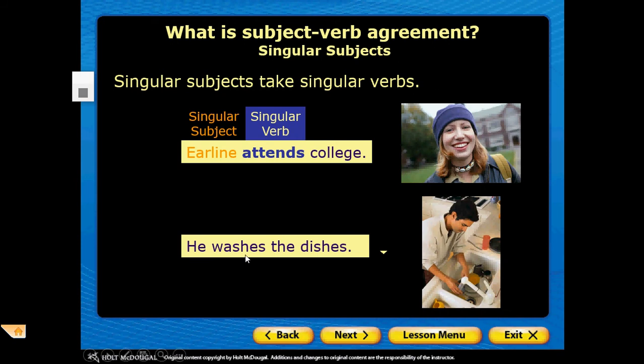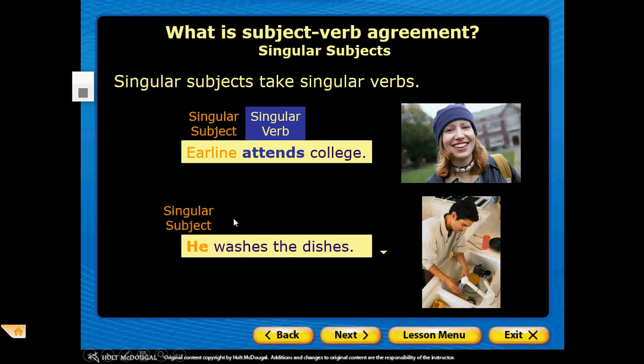Okay, so: He washes the dishes. Who are we talking about? He. What does he do? Washes. Very good. He washes the dishes. Of course, dishes is the object here. So how many persons are we talking about? One person. So what have we done to the verb? Added an S. What type of S? Singular, because it's added to the verb. Yes, that's absolutely right, Anthony.